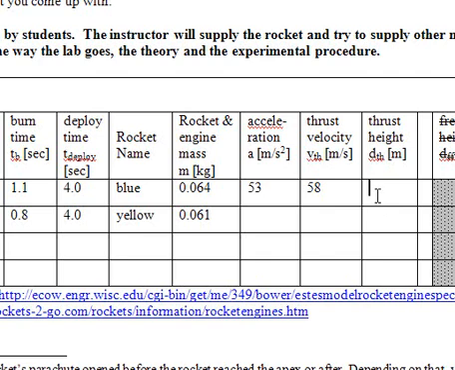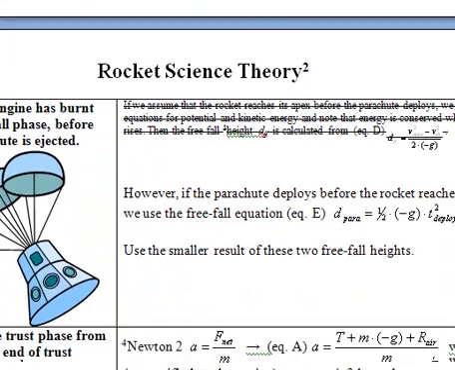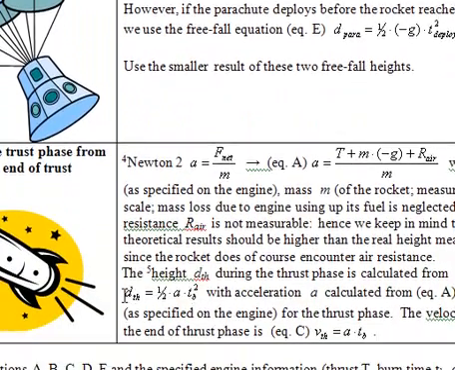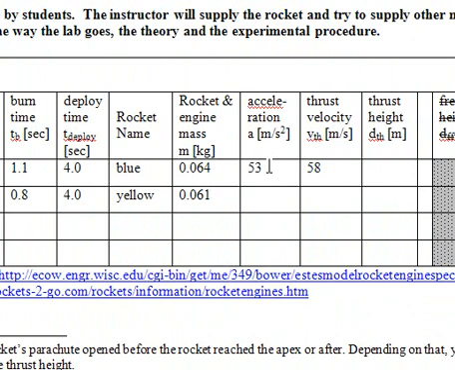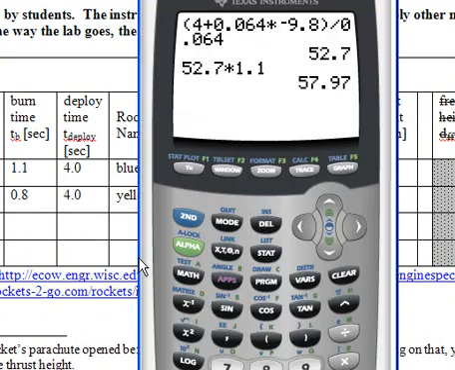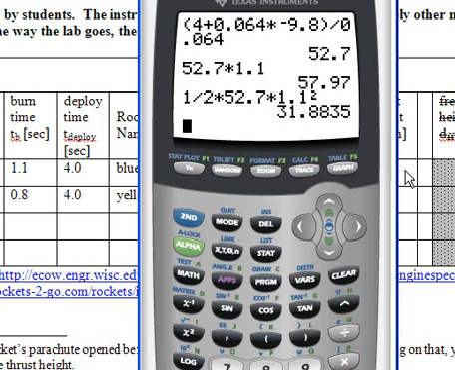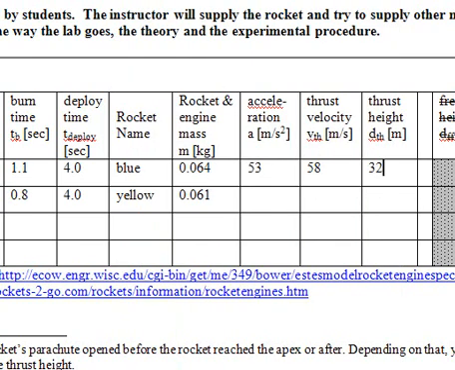The thrust height, that's how high it goes during the thrust phase, and that equation is given here. The thrust height is 1/2 times the acceleration times the burn time squared. So 1/2 times 52.7 times 1.1 squared. There we go, 32 meters. 32 meters of thrust height.